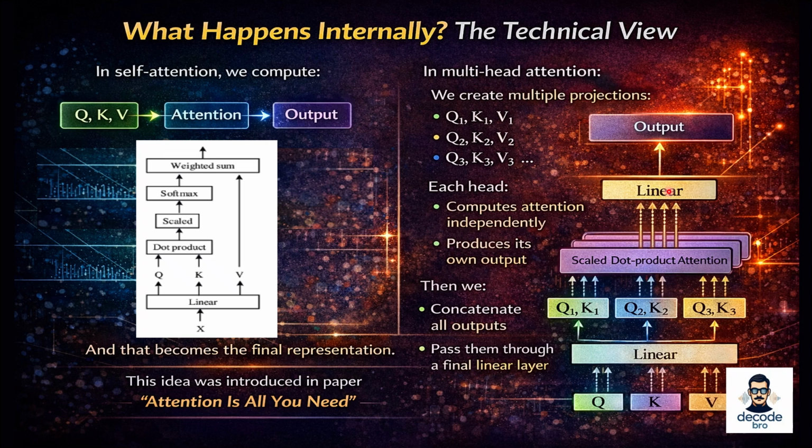One head might specialize in grammar, another might focus on long range dependencies, another might track references like "it" pointing back to a noun. They are not manually assigned these roles, they learn them during training. And that's the beauty of this architecture. It doesn't force one mechanism to understand everything, it allows specialization, parallelism, and then intelligent combination. That's why multi-head attention is not just more attention, it's structured diversity inside the model's reasoning process.